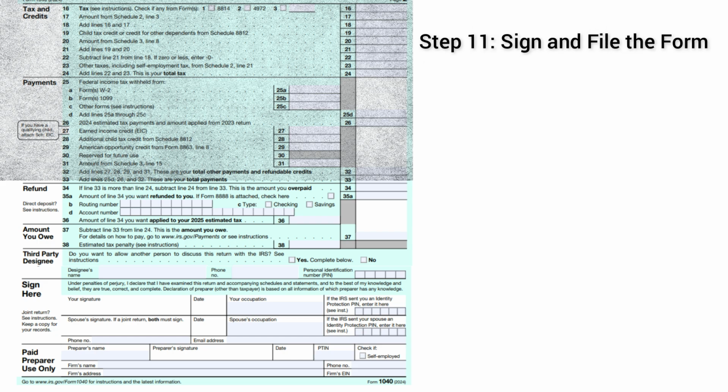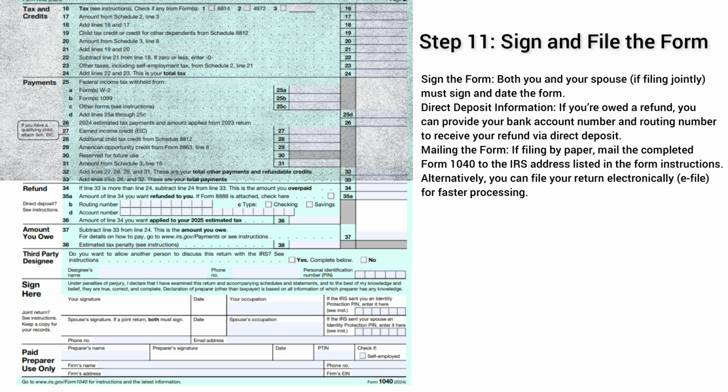Step 11. Sign and file the form. Sign the form. Both you and your spouse, if filing jointly, must sign and date the form. Direct deposit information. If you're owed a refund, you can provide your bank account number and routing number to receive your refund via direct deposit. Mailing the form. If filing by paper, mail the completed Form 1040 to the IRS address listed in the form instructions. Alternatively, you can file your return electronically, e-file, for faster processing.